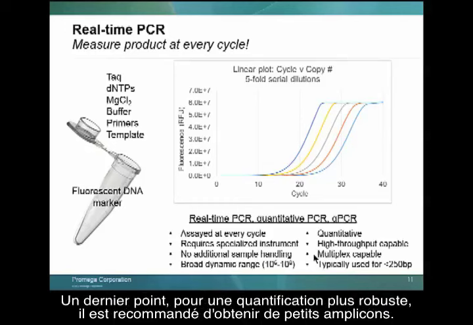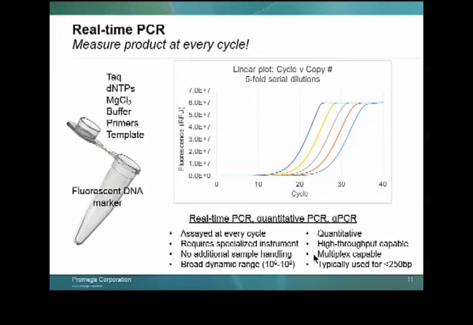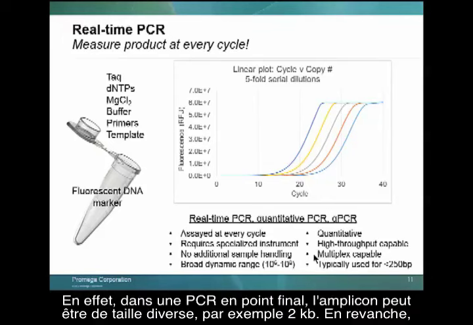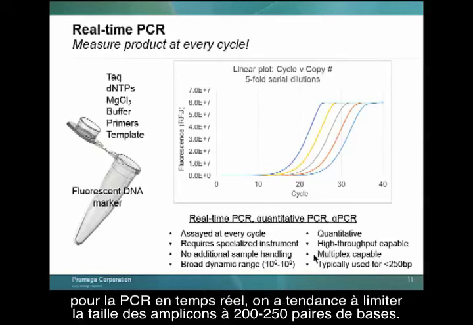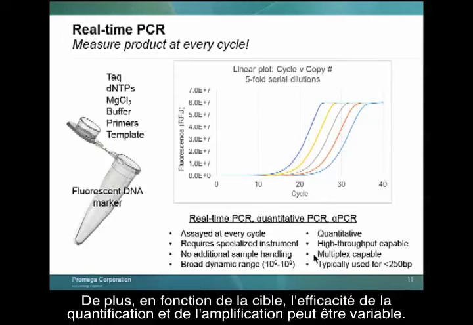And the last point I want to make is that for most robust quantification, it's usually recommended that you keep your amplicons small. So whereas in an endpoint PCR, you might be looking at a 2 kb amplicon, in real-time PCR, we tend to keep amplicon sizes below 250 base pairs or 200 base pairs, and it will vary based on your target, whether or not you get efficient quantification and efficient amplification.